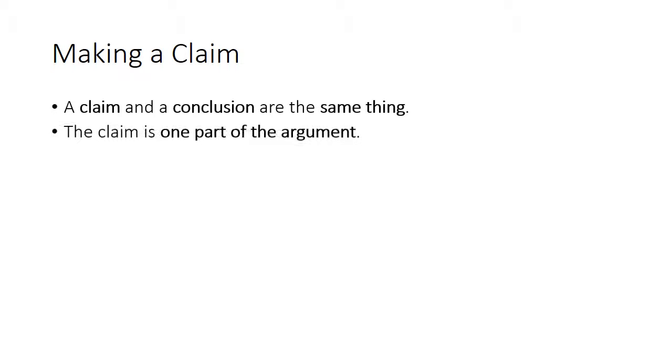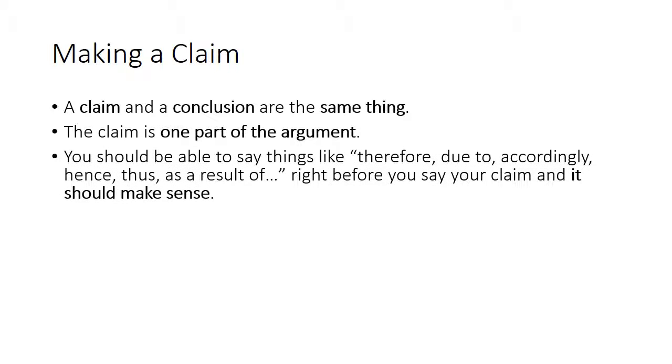So think about that. The claim is like a roof. A claim and a conclusion are the same thing. Those words are used interchangeably, right? A claim is only one part of the argument. We talked about this: an argument consists of both a claim and then premises. It's only a singular claim, so that's why you don't see "claims." This isn't an insurance company, it's not Progressive, we're not the claims department. We're making a single claim. You should always be able to say things like therefore, due to, accordingly, hence, thus, as a result of, right before you say your claim, and it should make complete and utter sense.